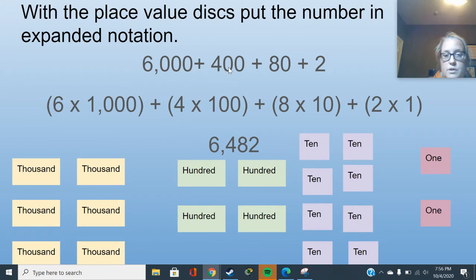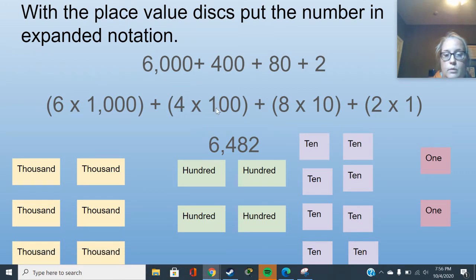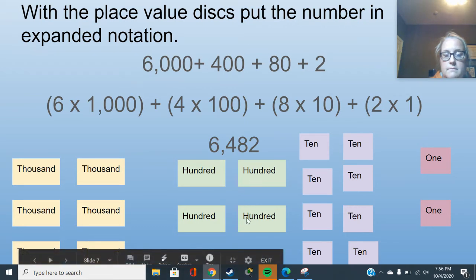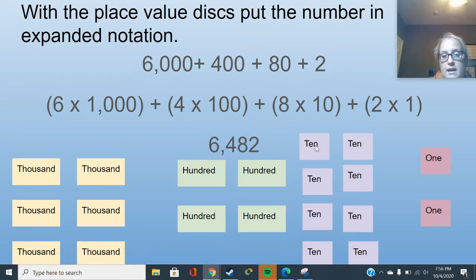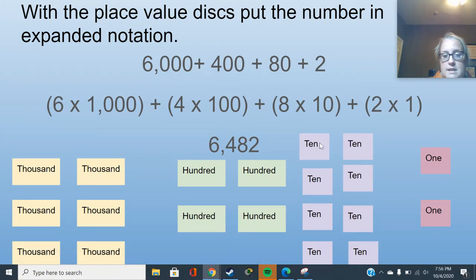plus the next number, which was 400. Well, I have 1, 2, 3, 4 hundreds. So I'm going to write the 4 right there. I'm going to say times 100 because these are all the hundreds place. Plus 8 or 80. So then I got to figure out what my place value is, or how many tens I actually have. So I have 1, 2, 3, 4, 5, 6, 7, 8. So there's my 8 times 10 because it is in the tens place. Plus 2, 1, 2 times 1 because they are in the ones place. So this is how you would write this number in expanded notation.